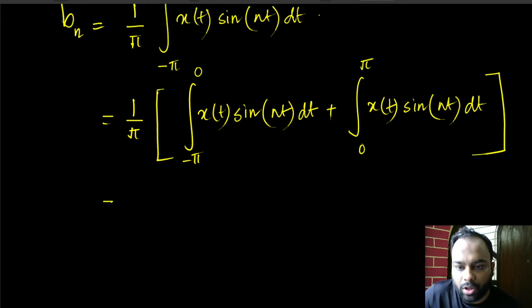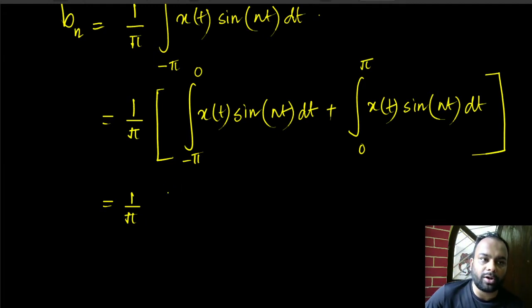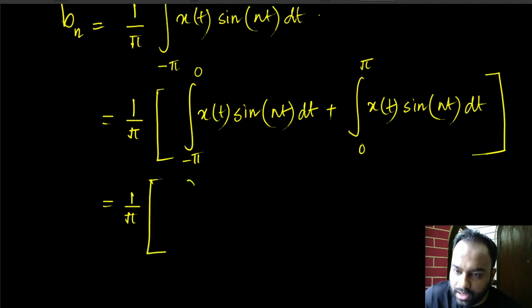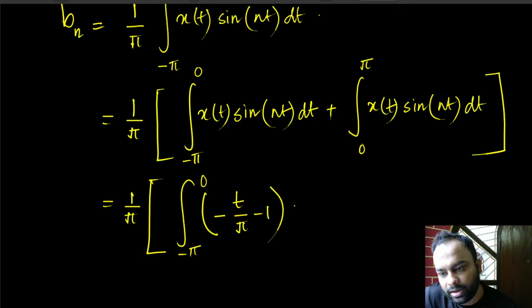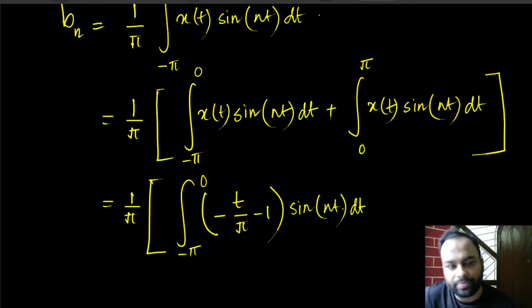So with that said, I am going to write 1 by pi here, and then look at the signal very carefully. What do I see really? Here in this portion, I'm integrating from minus pi to 0, and what is the signal? The signal is minus t by pi minus 1 into sine nt dt. And let me again go back.